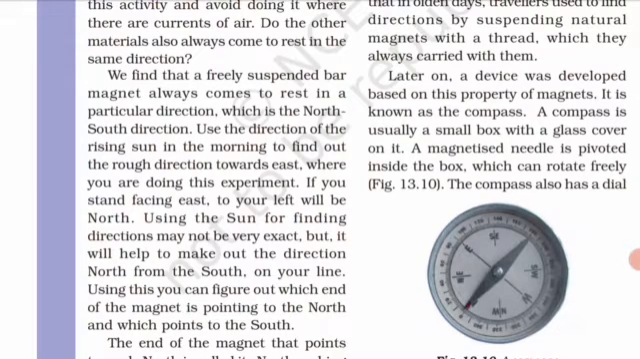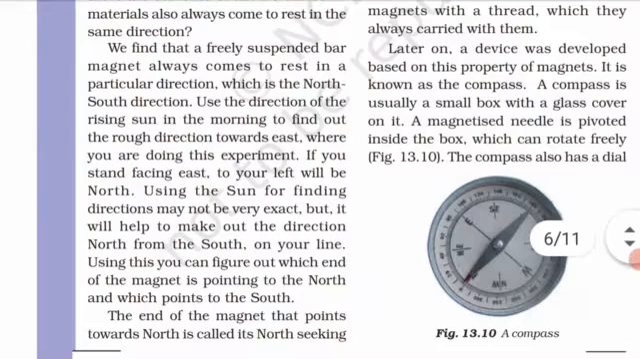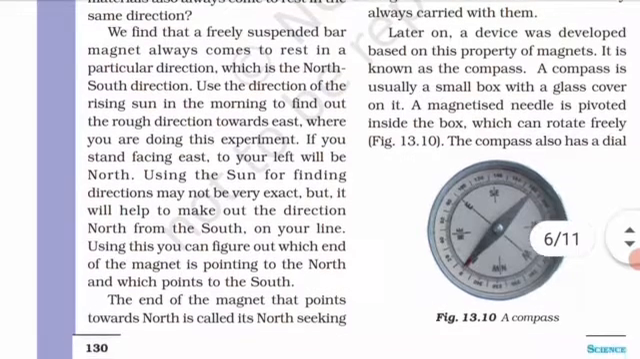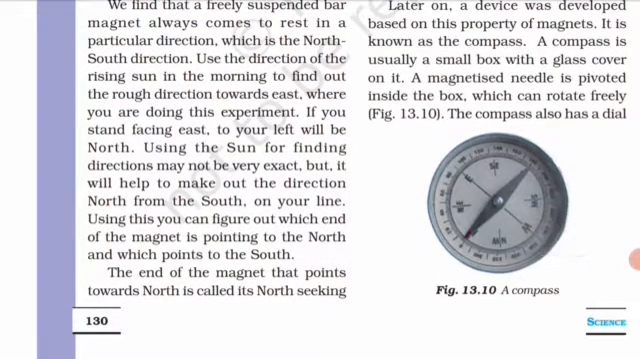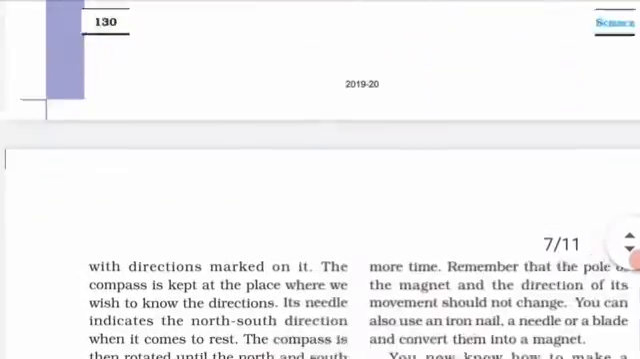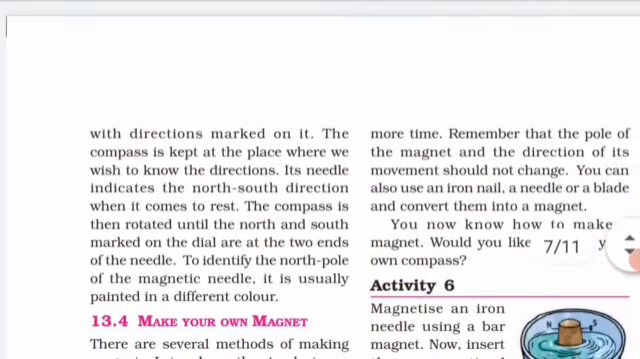A compass is usually a small box with a glass cover on it. You must have seen a compass in your devices also. Sometimes you get it from the market. The magnetized needle is pivoted inside the box and can rotate freely, as you can see in the figure. The compass also has a dial with directions marked on it.